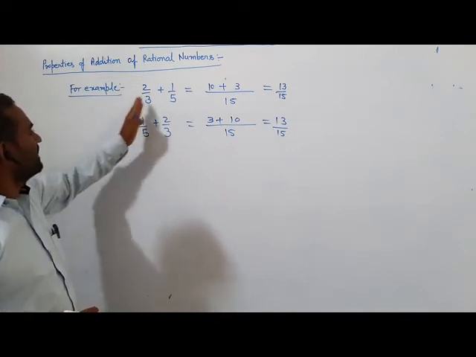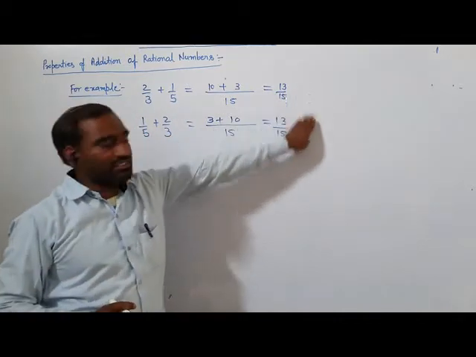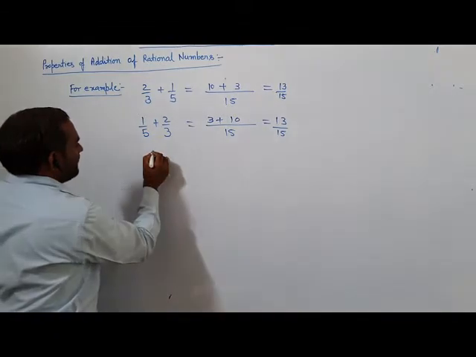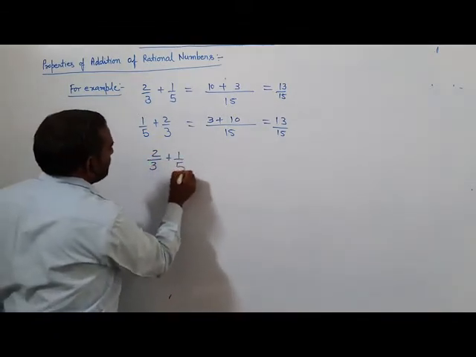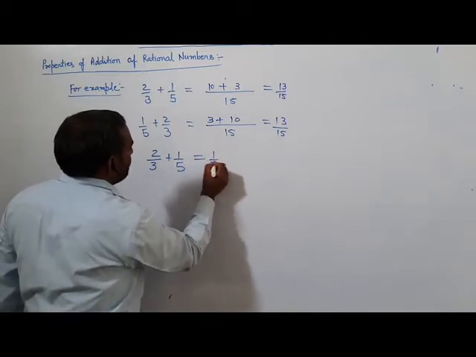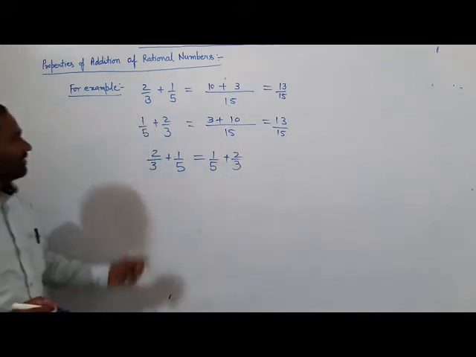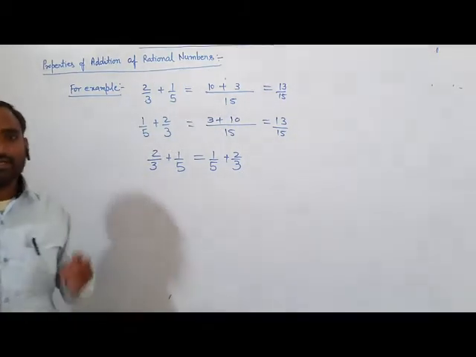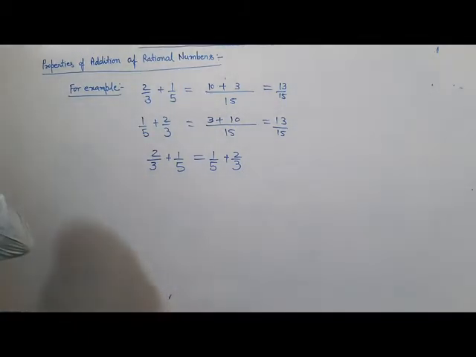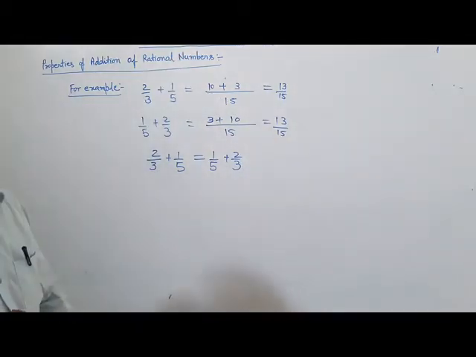2 by 3 plus 1 by 5 and 1 by 5 plus 2 by 3. The answer is same. So we can write this like 2 by 3 plus 1 by 5 is equal to 1 by 5 plus 2 by 3. So if we change the order in commutative property, if there are two rational numbers, the answer remains same. So hence addition of rational numbers is commutative.